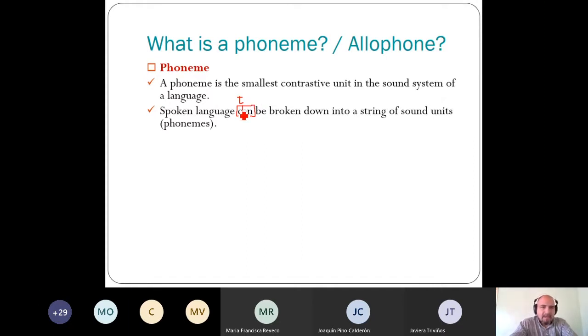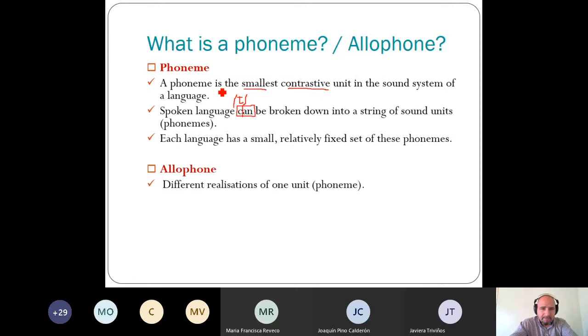So that's why I know that this t is a phoneme: it's one sound, one unit, one phoneme, and this phoneme changes the meaning of a word. It's a small unit, and it's contrastive because it changes the meaning. If it doesn't change the meaning of a word, then it's not a phoneme. Then we're talking about an allophone.